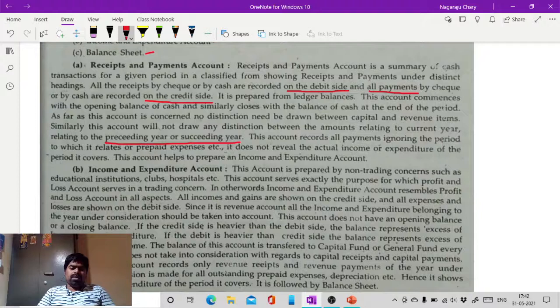So in trading organizations, trading account and profit and loss account is prepared. Okay, so here instead of profit and loss account, we are preparing income and expenditure account.